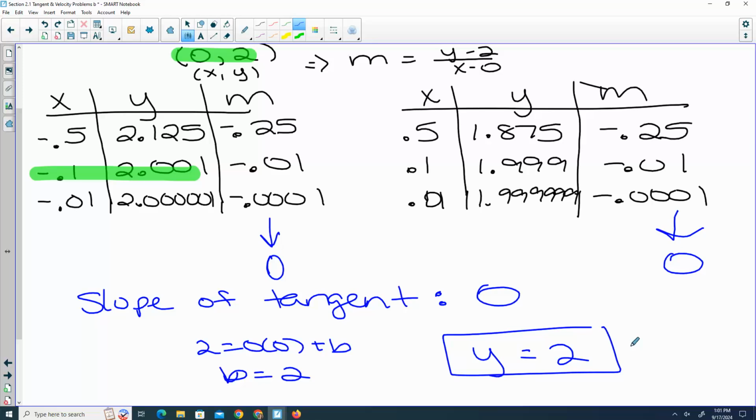Any questions on that? Do we want to do one more today, or do we want to stop and pick it up tomorrow? We want to stop for today? Okay, so tomorrow we will pick up dealing more specifically with velocities.